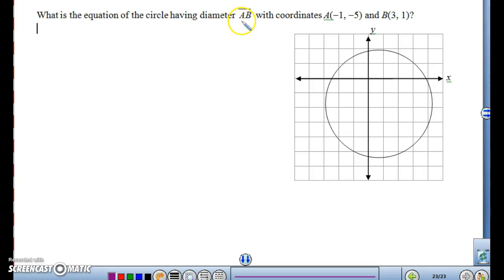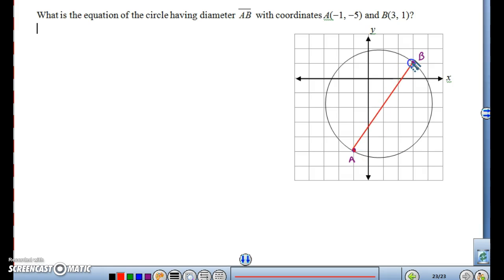I know I have a diameter AB, and a diameter goes through the center of the circle. So let's put our diameter on here. A (-1, -5) would be right here. There would be point A. Point B would be at (3, 1). 1, 2, 3, 1. There's point B. And if I draw in my diameter as a solid line.